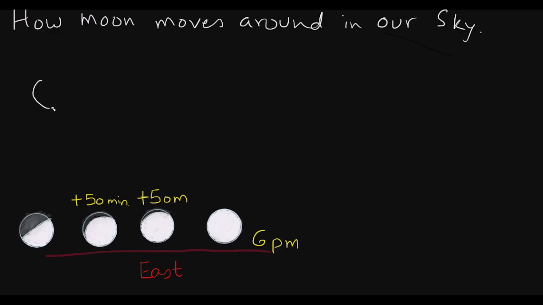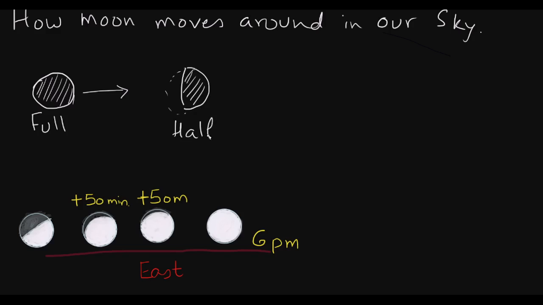First, on one day, with the full moon, you see the entire moon's surface. Then after about 7 days, you have something like a half moon, where you see only half of the surface of the moon. So this is half. About 7 days.